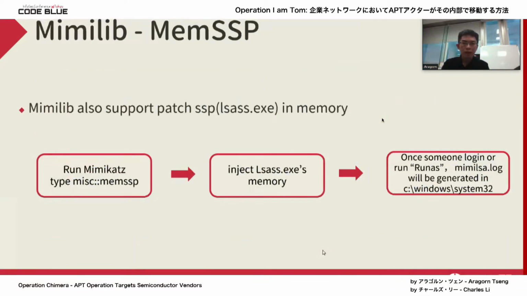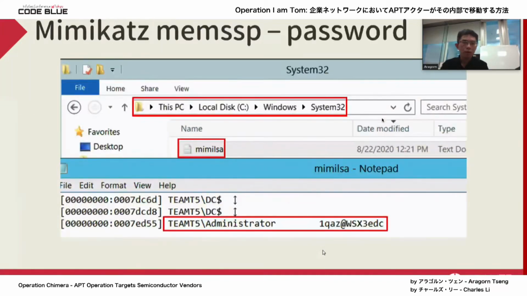Mimilib also supports another kind of attack. The name is memory SSP. It's a memory injection technique. To do that, you just run Mimikatz and type the following command, and Mimikatz will inject shellcode into the process memory of lsass.exe. After that, once someone logs in, you will find a log file, mimilsa.log, being generated in the system directory. In the log file, you will find a logged credential, as shown in the photo.